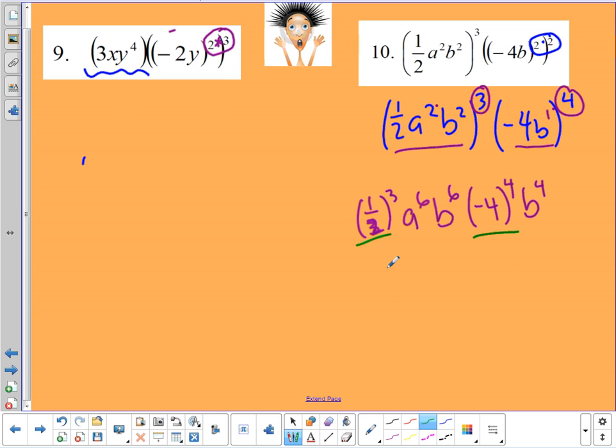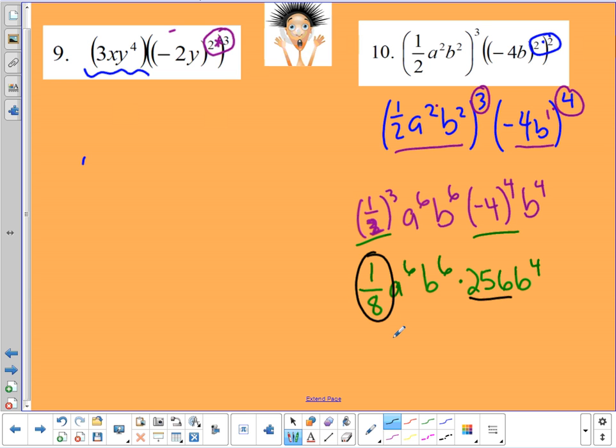Okay, 1 half raised to the third is 1/8. And if you plug that into your calculator, you'll probably get a decimal, but that's okay. So I have 1/8, a to the sixth, b to the sixth. Then negative 4 to the fourth is positive 256, b to the fourth. So now I can take this 1/8 and this 256 and multiply them together.